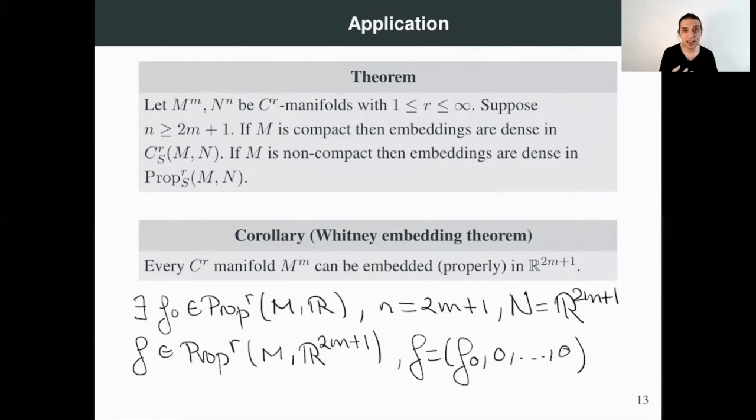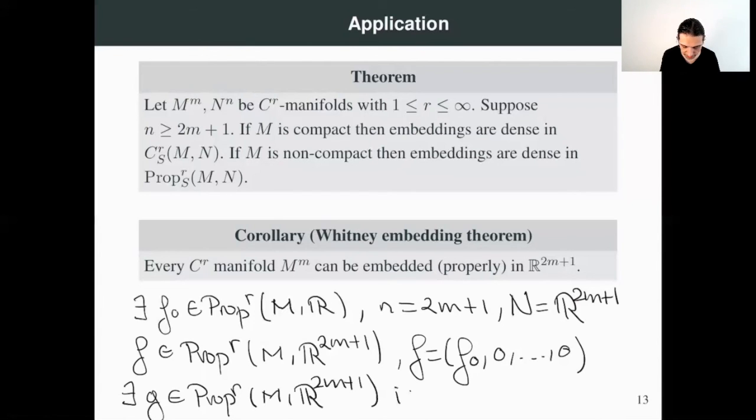Okay, since the set of proper maps is open in the strong topology, that implies that there exists a proper map that is an embedding. Okay, and so we obtain what we wanted. There exists a proper embedding from the manifold big M to R^(2m+1), where small m is the dimension of big M.